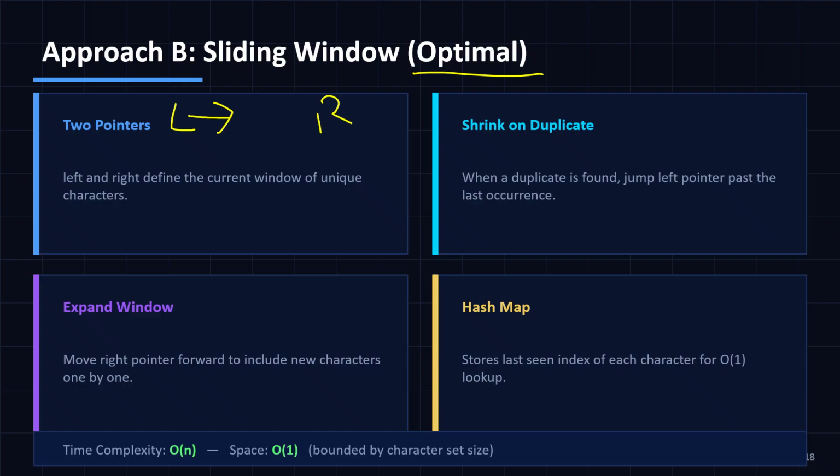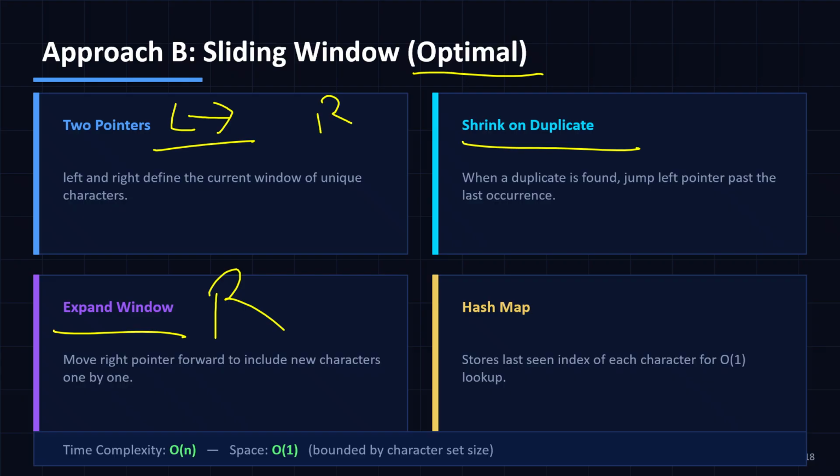Our right pointer will first move forward and check whether the character it has moved to already exists in our window. If it does, we will move the left pointer forward and shrink our window. We have mentioned this too: shrink on duplication. When a duplicate is found, jump the left pointer past the last occurrence. Then we have expand window, which is the role of the right pointer: move the right pointer forward to include new characters one by one.